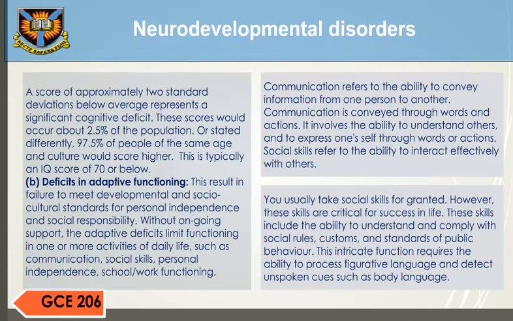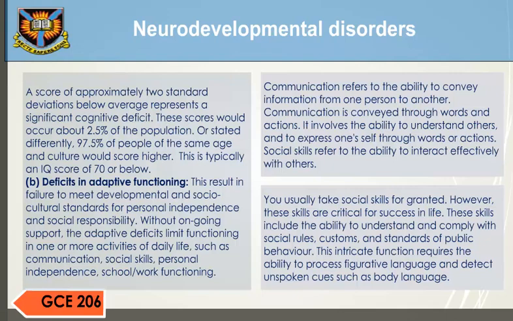A score of approximately 2 standard deviations below average represents a significant cognitive deficit. These scores would occur in about 2.5% of the population, or stated differently, 97.5% of people of the same age and culture would score higher. This is typically an IQ score of 70 or below.